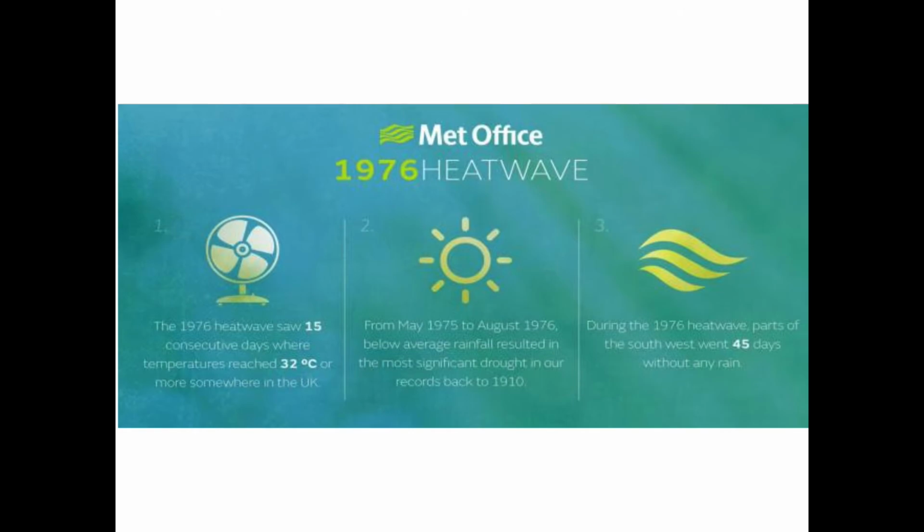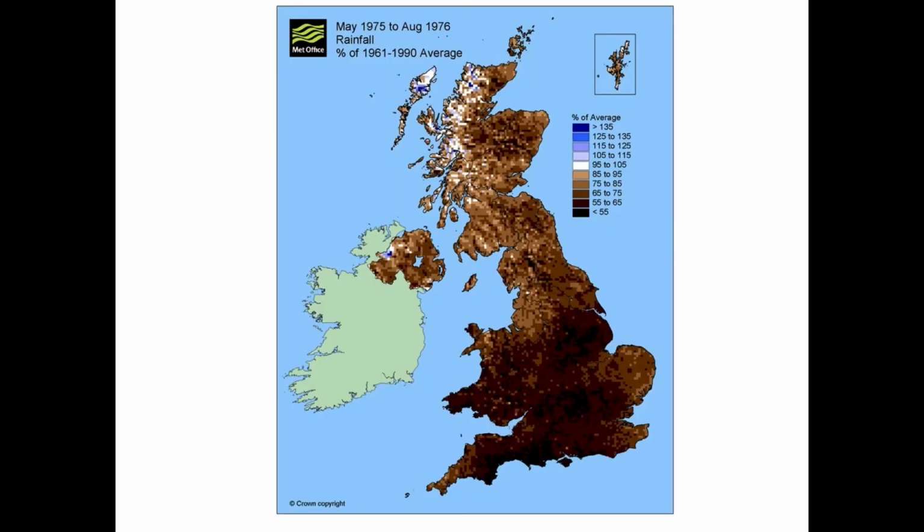Now, it's not impossible for us to run out of water in the UK, and the last time it happened was 1976. We had a serious heat wave. Sorry about the quality of this graphic. So we saw 15 consecutive days where temperatures reached 32 degrees or above. And in the southwest where we are, we went 45 days without rain. You can't even imagine that, can you now? So a proper heat wave.